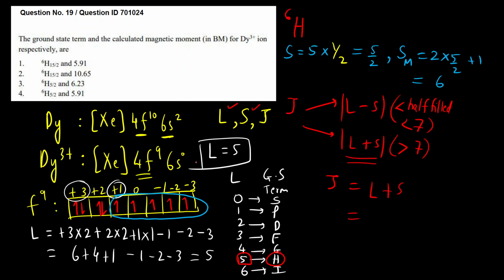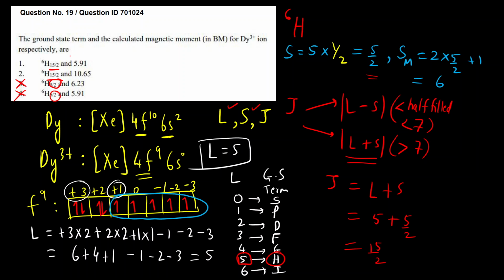What is the value of L? 5 plus, total spin is 5 by 2. Okay, cross multiply: 2 fives are 10 plus 5, 15 by 2. Now you can see here there is 5 by 2, 5 by 2, so 3 and 4 are eliminated. We can have either option 1 or 2.